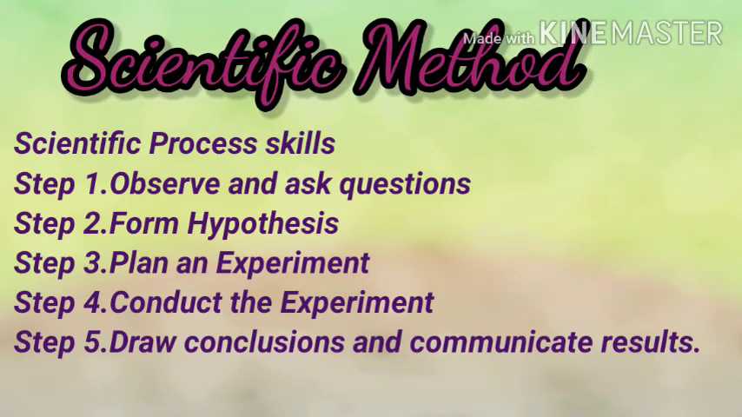In scientific method, we have scientific process skills. For performing any experiment, the scientists need to follow these scientific process skills. In that, the first step is to observe and ask questions. Second one, form hypothesis. Third, plan an experiment. Fourth, conduct the experiment. Then fifth, draw conclusion and communicate the results.